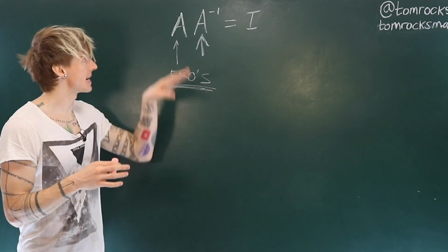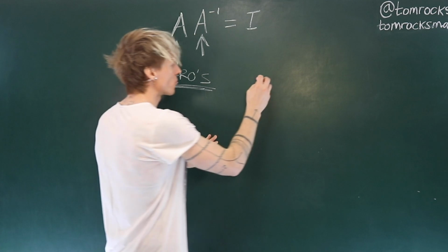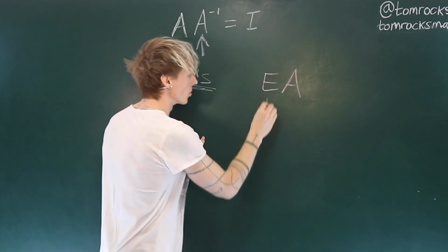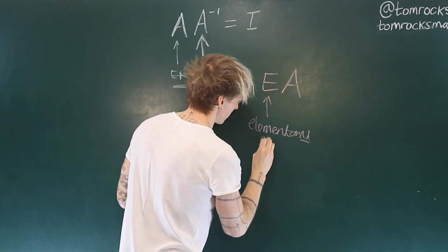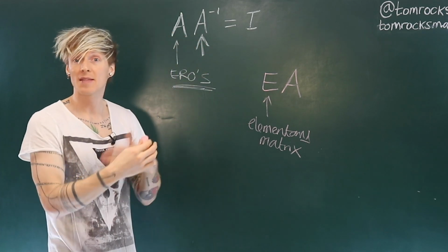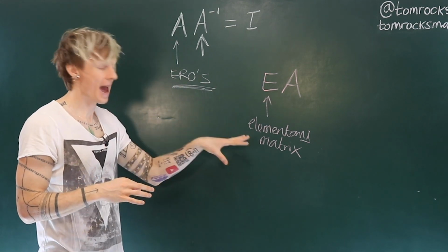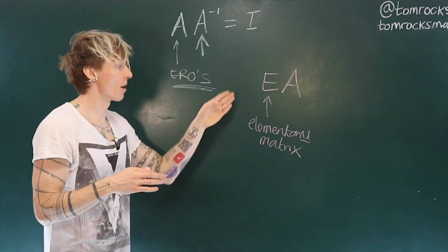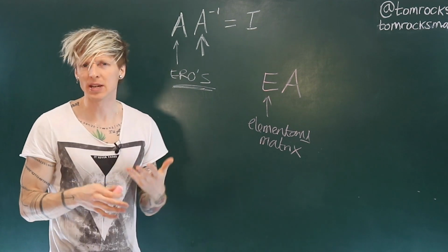The action of an ERO on the matrix A is in fact the same as pre-multiplying our matrix A by something which is called an elementary matrix. Now, the elementary matrix is in fact just the n by n identity, where n corresponds to the size of A, where to the identity we've applied the elementary row operation that we want to do to our matrix A. So let's look at a concrete example.